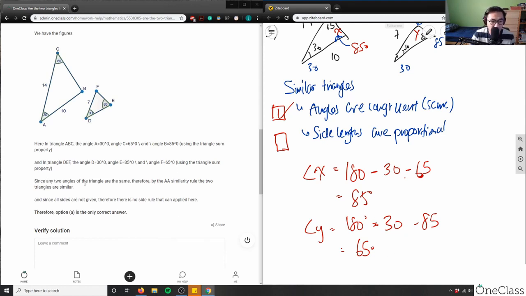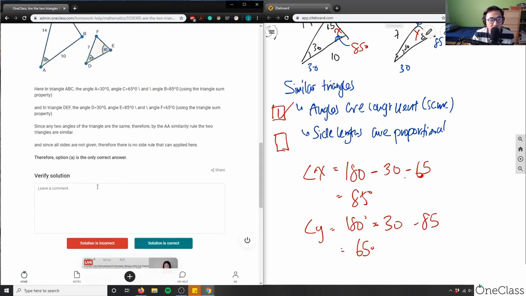Since two angles of the triangles are the same, therefore by the AA similarity rule, the angle similarity rule, the two triangles are similar. That's true. Since all sides are not given, there is no side rule that can be applied here. Therefore A is the correct answer. So I like this solution.